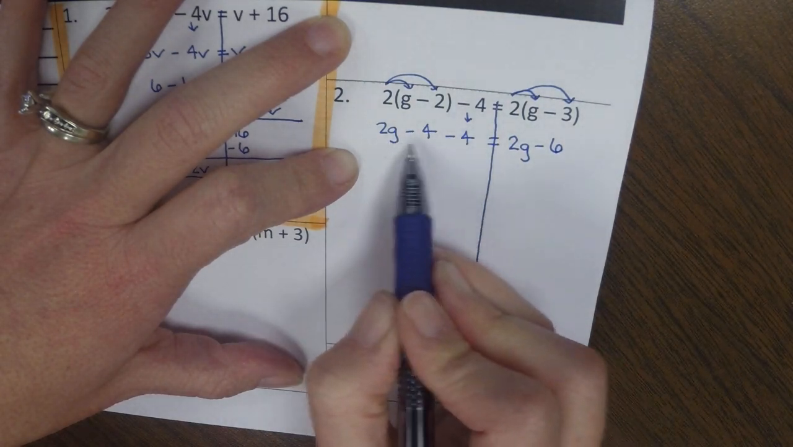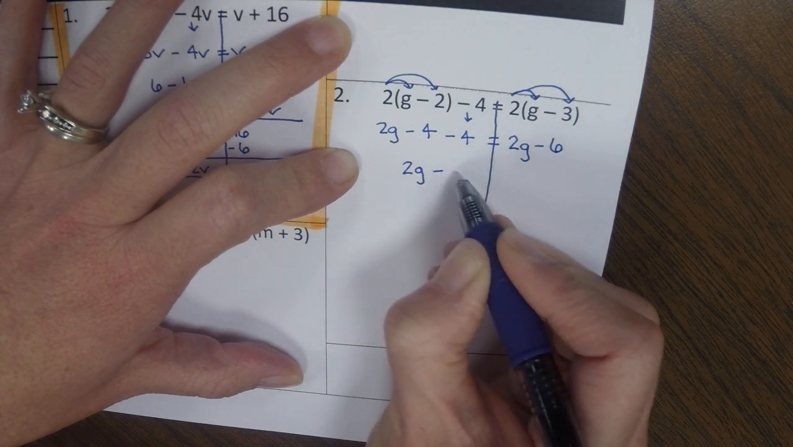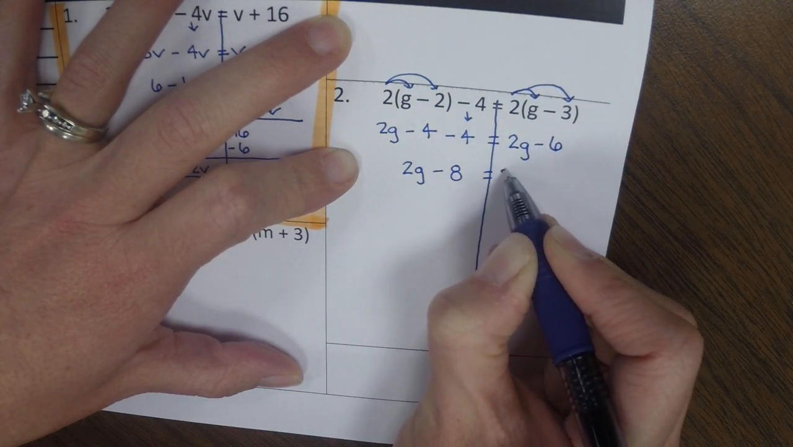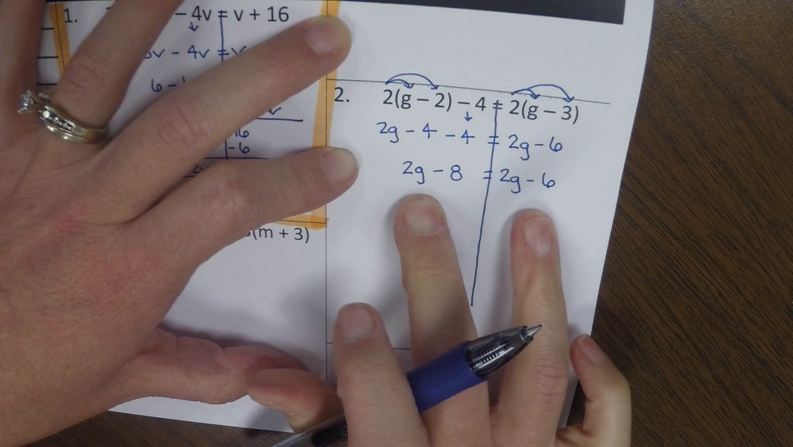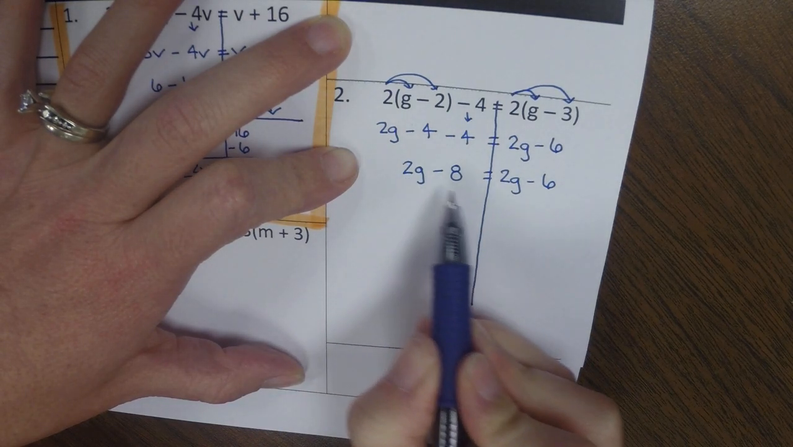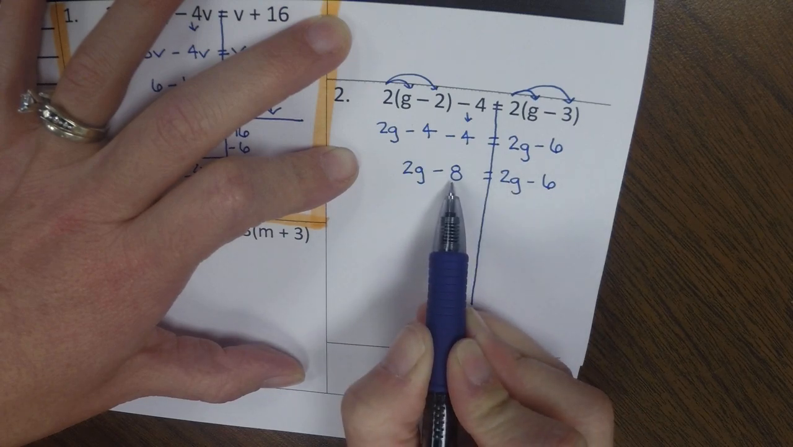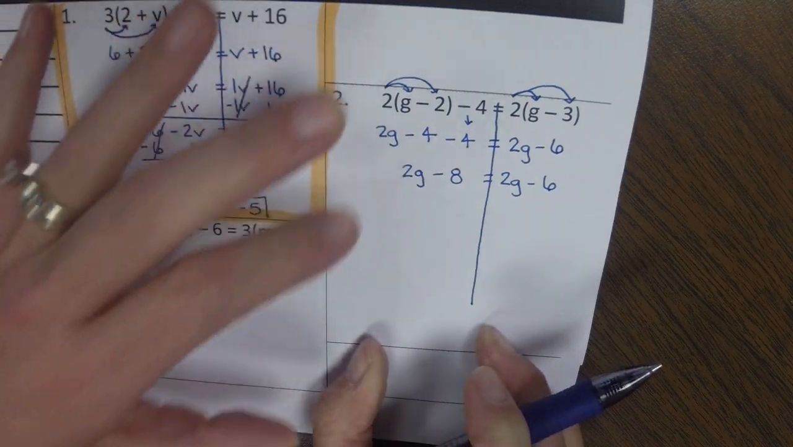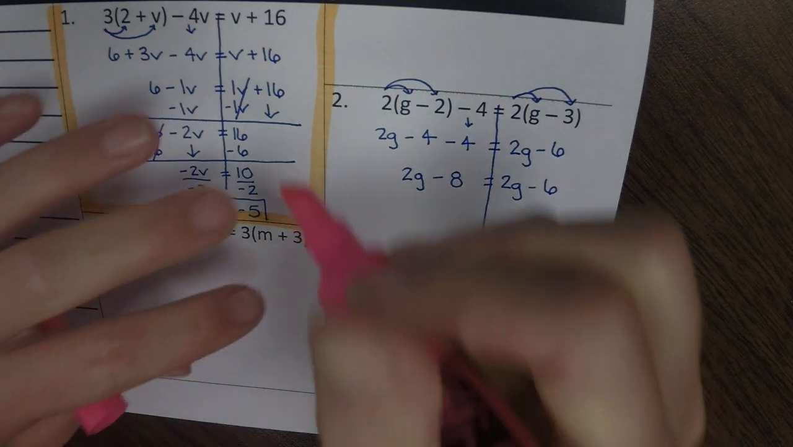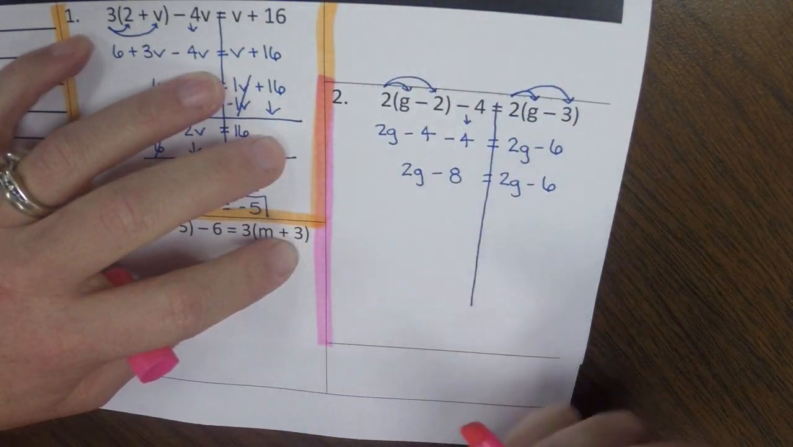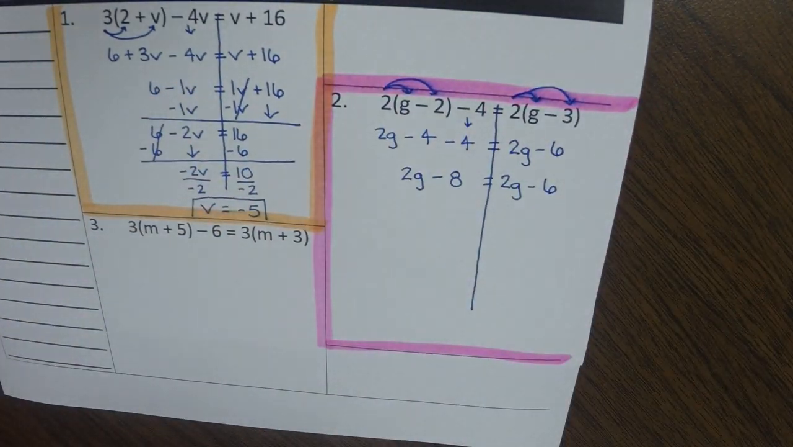We combine like terms on this side, so I get 2g. Negative 4 minus 4 is negative 8. This equals 2g minus 6. At this point, if we compare, you should notice that the 2g and the 2g are exactly the same. The only thing that's different is the negative 8 and the negative 6. So we should automatically know that this should come out to no solution. But I want to work it out so that you guys can kind of see what happens if you don't notice it, okay? Because it's not a big deal.